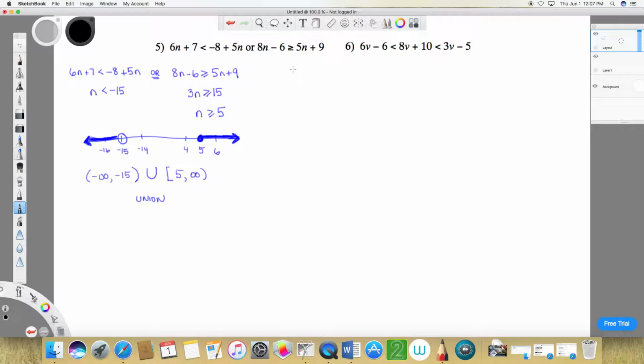So on the left here, we've got 6v minus 6 is less than 8v plus 10. And instead of the word or, we have and.